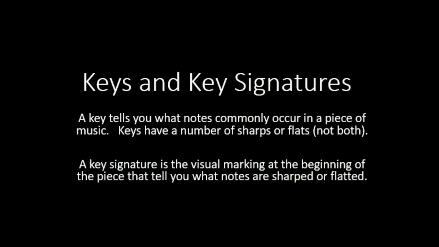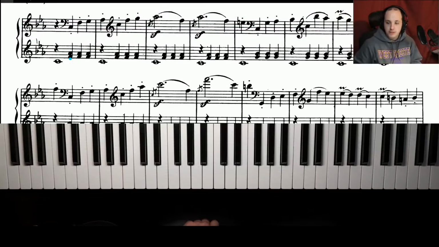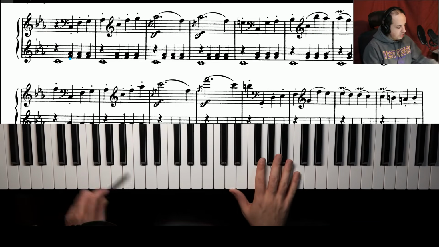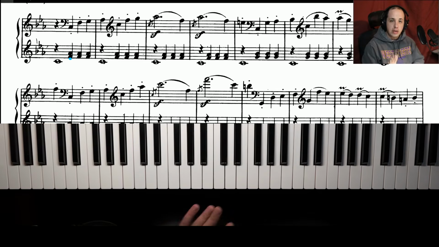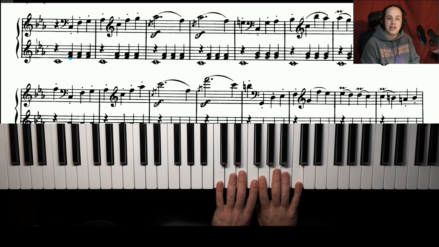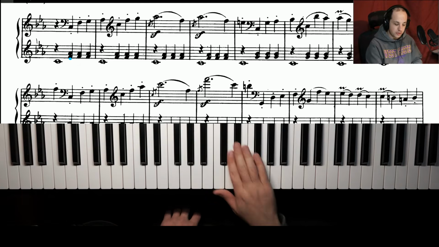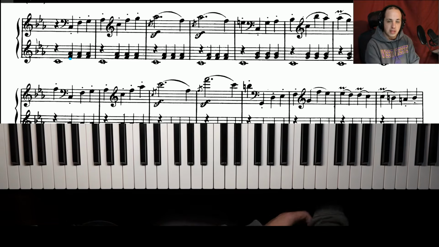Okay, now we're going to talk about keys and key signatures, also very, very important in music. So let's take a look. A key tells you the notes commonly found in a piece of music. Keys have a number of sharps or flats, but not both. So going to our keyboard here, so say I have the key of C, which has 0 sharps, 0 flats. So that means you can expect to see a lot of the white keys, because there's no sharps or flats to be found.